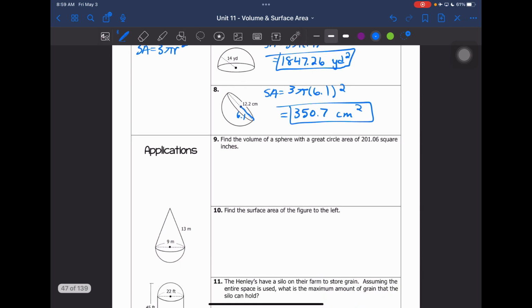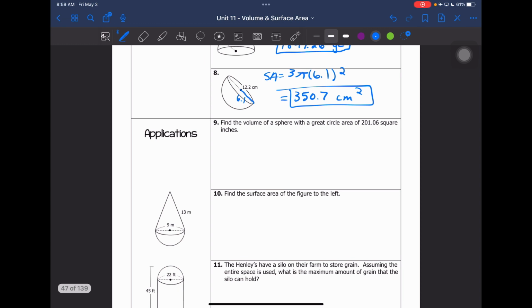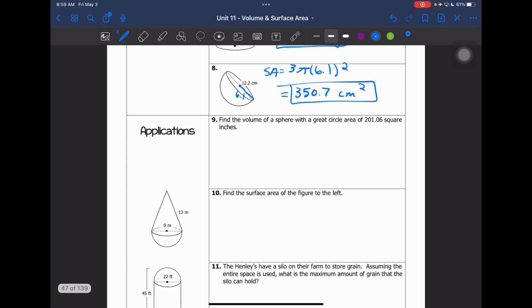Let's just practice some word problems now where we have to apply these formulas and think a little bit more about what exactly they're asking for. It's not as straightforward as the ones we were doing before. Like number 9 says, find the volume of a sphere with a great circle of 201.06 square inches. So we don't know anything about the sphere other than the great circle area. If we think about the formula for volume of a sphere, it's 4/3 times pi times r cubed. So the only measurement we need to find the volume of a sphere is the radius, and we don't have that. All we have is the great circle area.